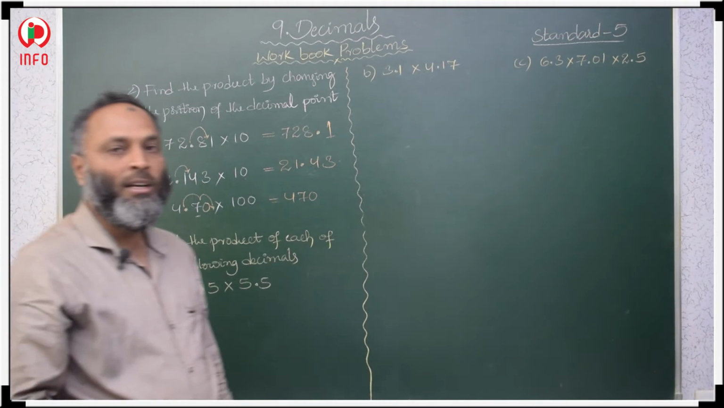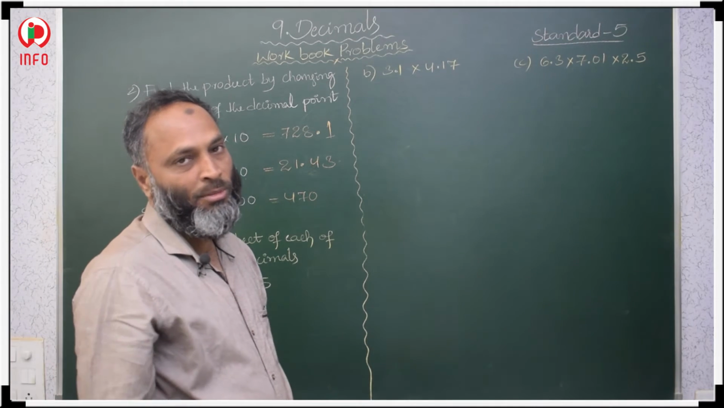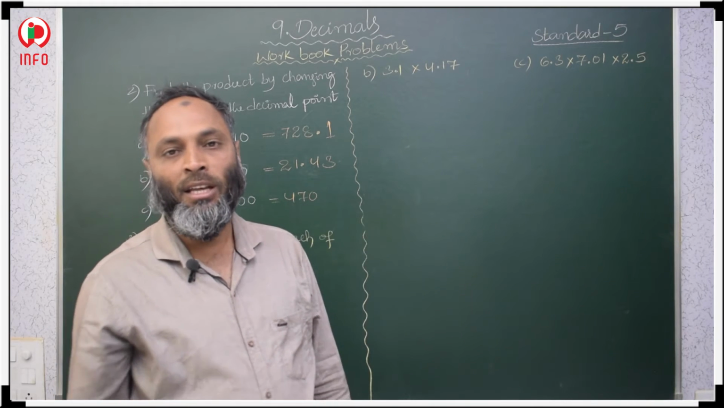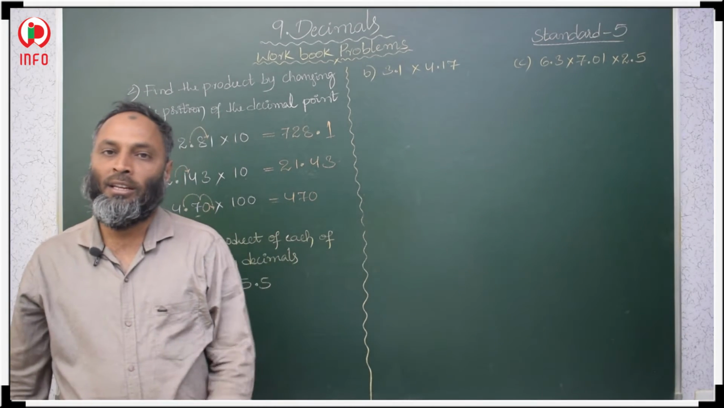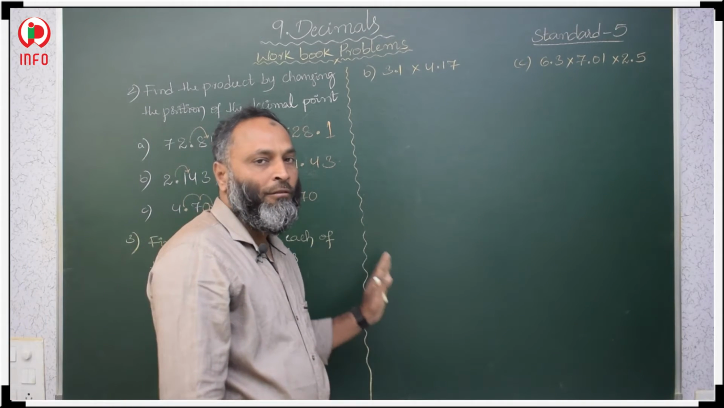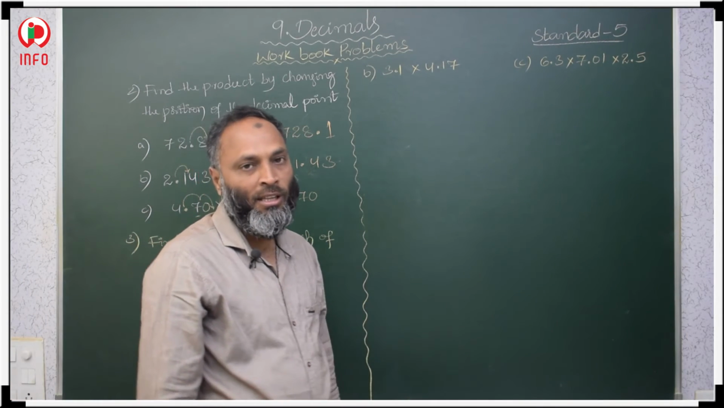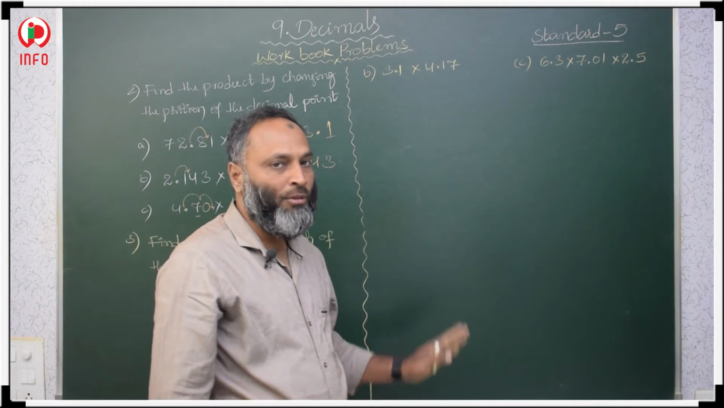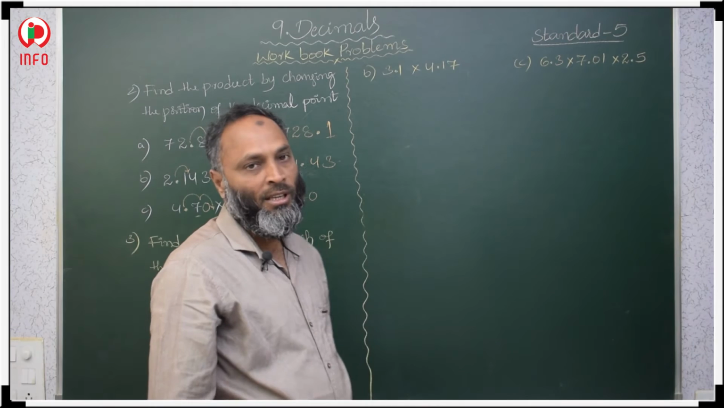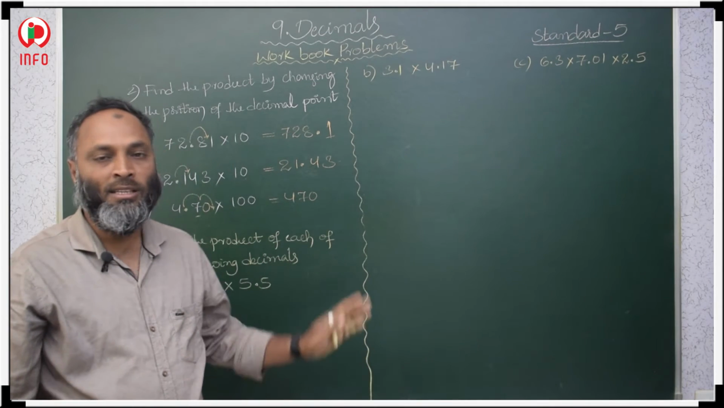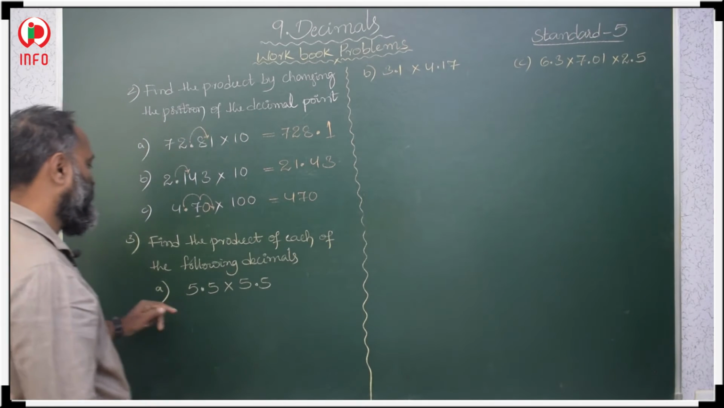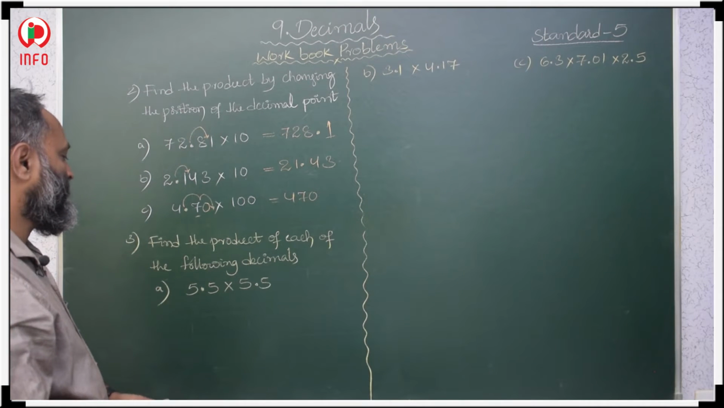This is the method of how to move the decimal place when we multiply with 10, 100 and 1000. If we multiply with 10, the decimal point moves one digit from left to right. If we multiply with 100, the decimal point moves 2 places from left to right. If we multiply with 1000, it moves 3 places left to right. Okay. Now, find the product of each of the following.